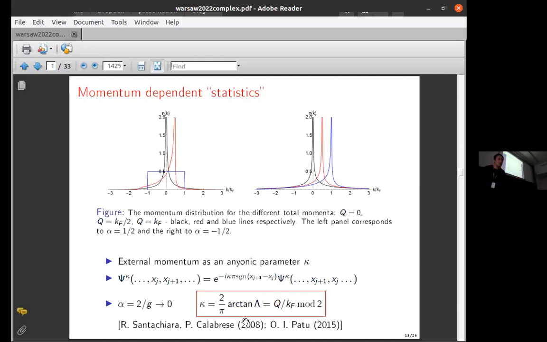Those are anions in one dimension? Anions in one dimension. Yeah. So but in one dimension, like on the edge of fractional quantum Hall? No. It's non chiral. So with backscattering.